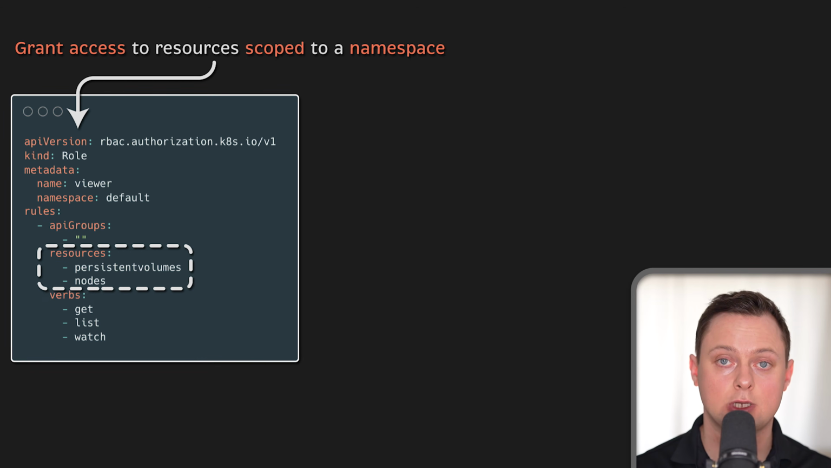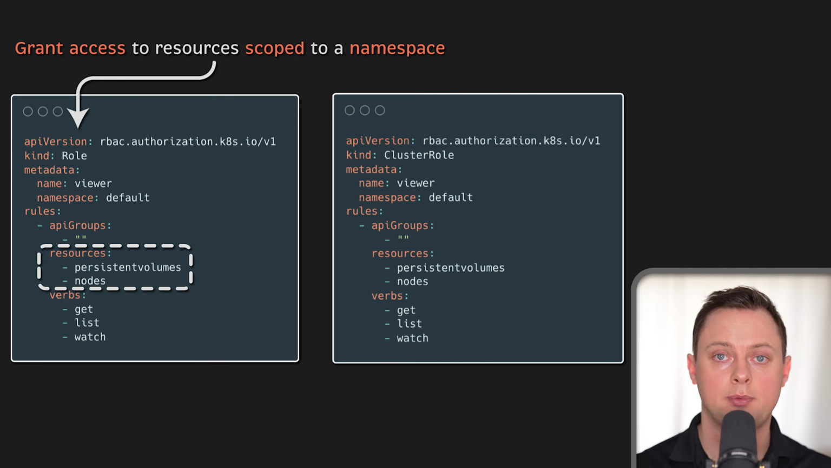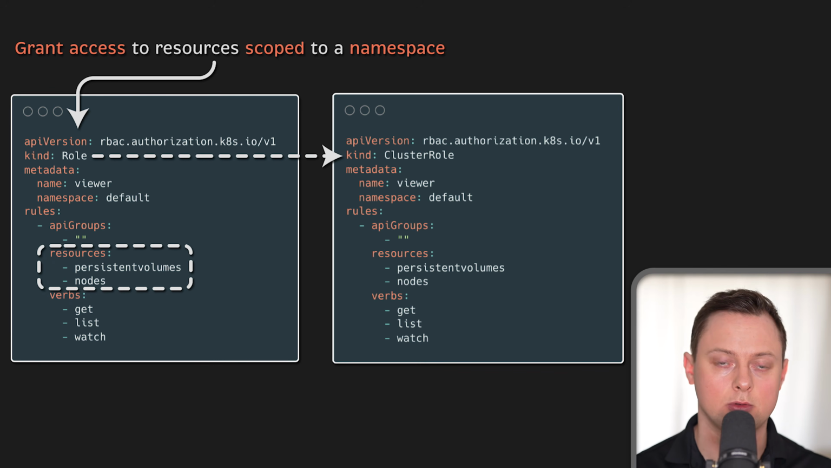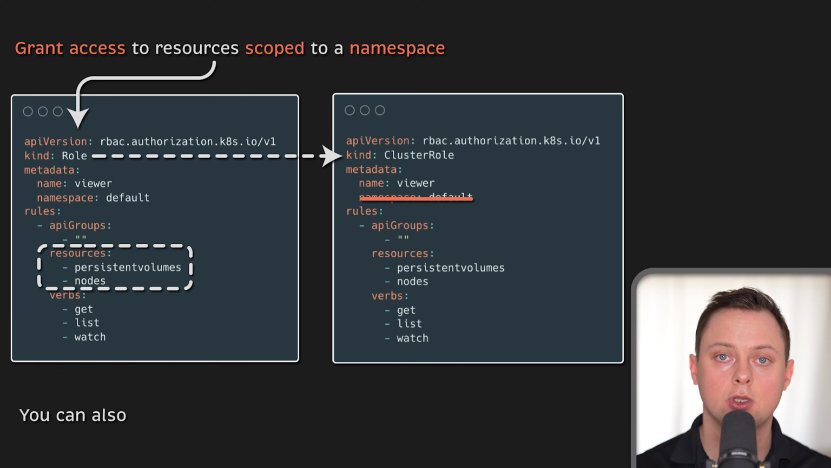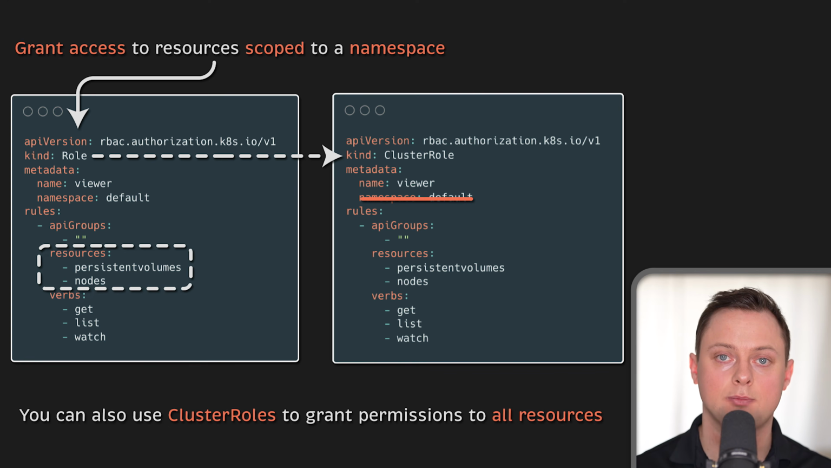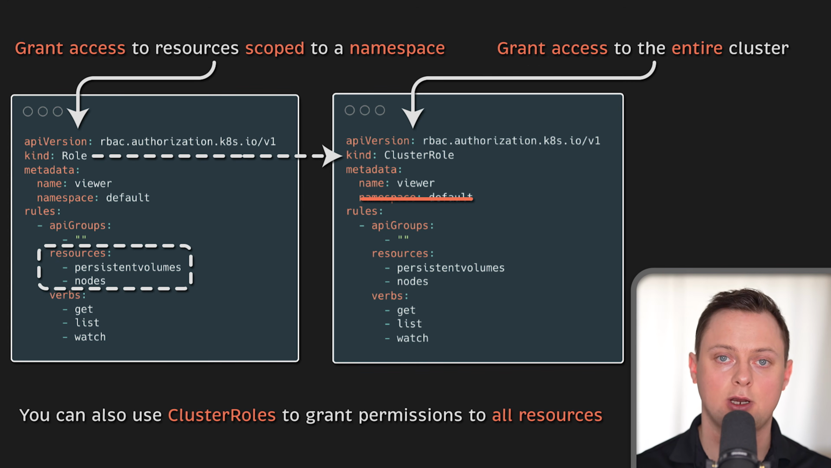If you would like to use a role that applies to the entire cluster, you can use a ClusterRole and the corresponding ClusterRoleBinding. To make our previous example work, you only need to change role to ClusterRole. Everything else stays the same. You can also use ClusterRole to grant permissions to all resources, for example, to all pods in the cluster, instead of just in one specific namespace, such as staging. This functionality isn't restricted to cluster-scoped resources, like persistent volumes.